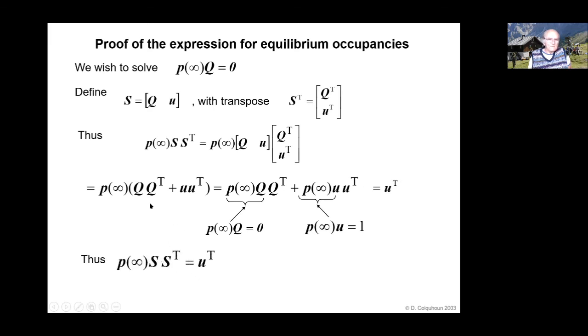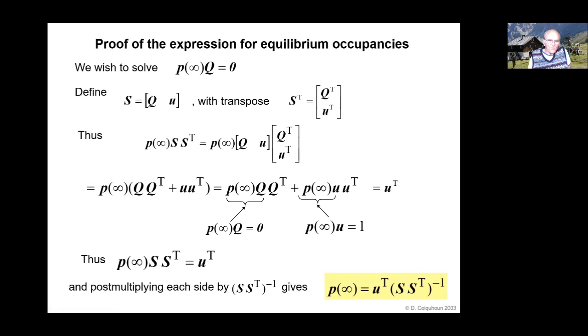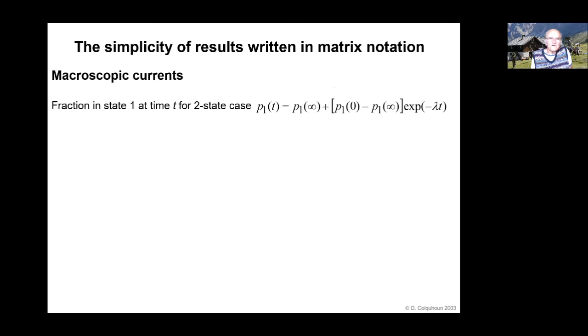So summing this up, we're left with that, and P infinity is therefore, if we simply post-multiply both sides by the inverse of S times S transpose, that gives P infinity on the left-hand side and this on the right-hand side. Really a neat definition.